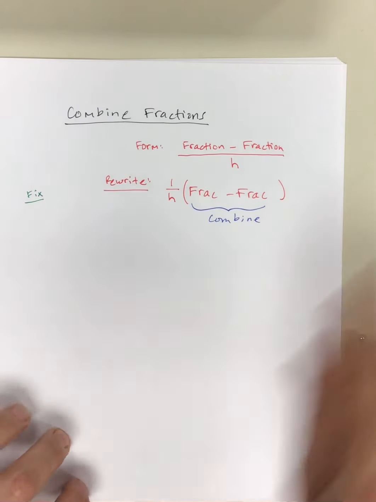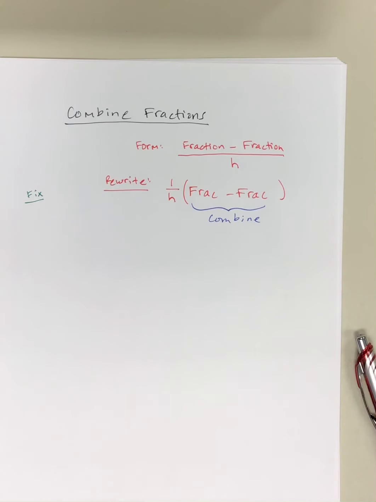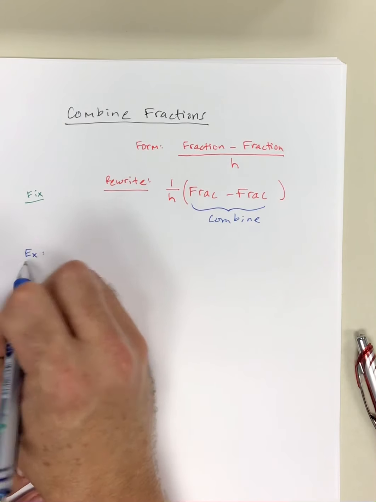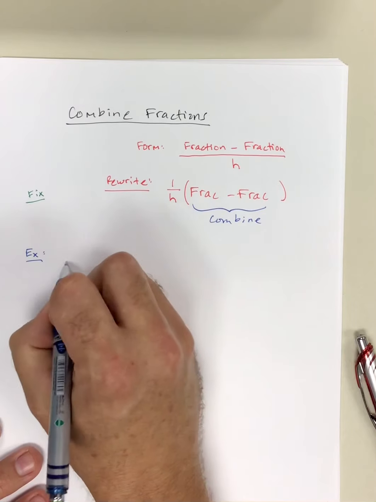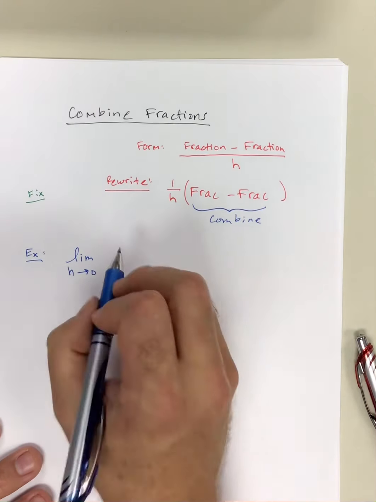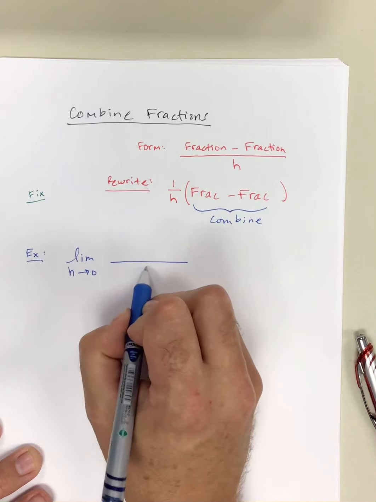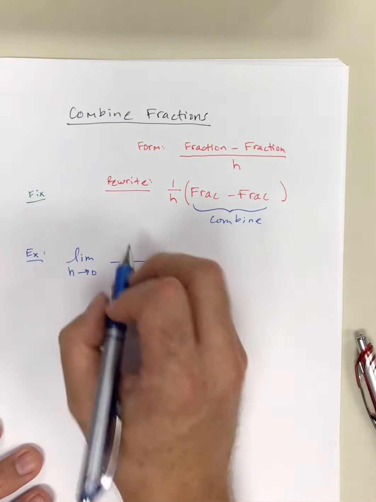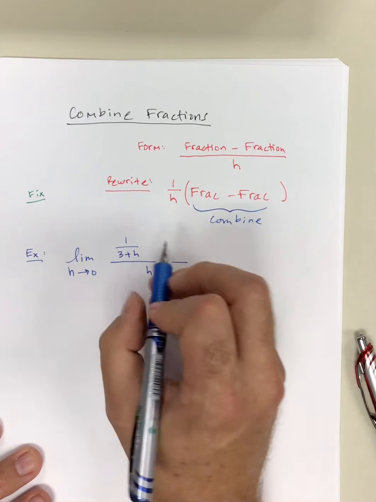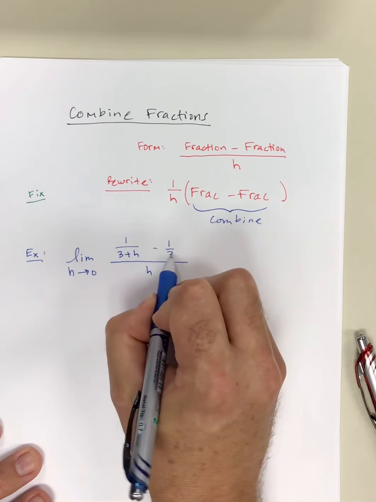And then with this in mind, our strategy focuses on combining these two fractions. We're going to combine those using all the normal techniques of getting a common denominator. And I can't promise you it'll be fun, but it should be a little bit more manageable. So let's just look at one example. Let's start with the limit as h approaches 0. Remember, the whole thing is over h. And let's have the numerator be 1 over 3 plus h minus 1 over 3.